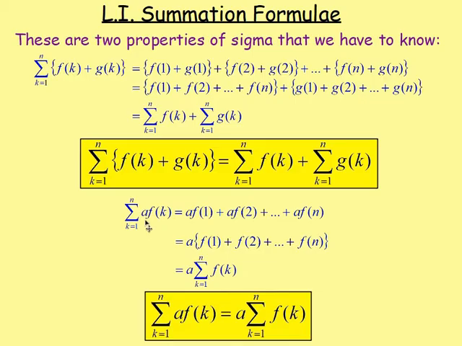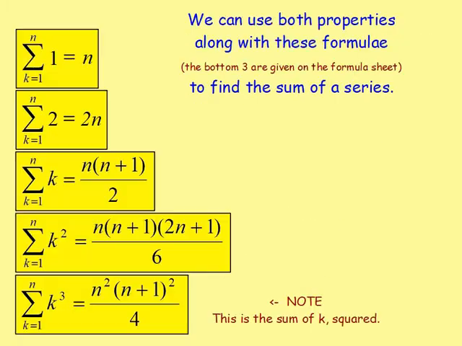The second property is if you're multiplying your function by a constant, such as a. If you sub in 1, then 2, all the way up to n, you're going to have a times f of 1 plus a times f of 2 plus a times f of 3. All the a's you could take out as a common factor. And if you do that, you've got a times f of 1 plus f of 2 plus f of 3 all the way up to f of n. So that's really the sum of f of k, going from k is 1 all the way up to n, but the a is just taken outside. So if you ever have a constant in front of your function, you can just take that outside. These two properties are not given, you just need to know them.